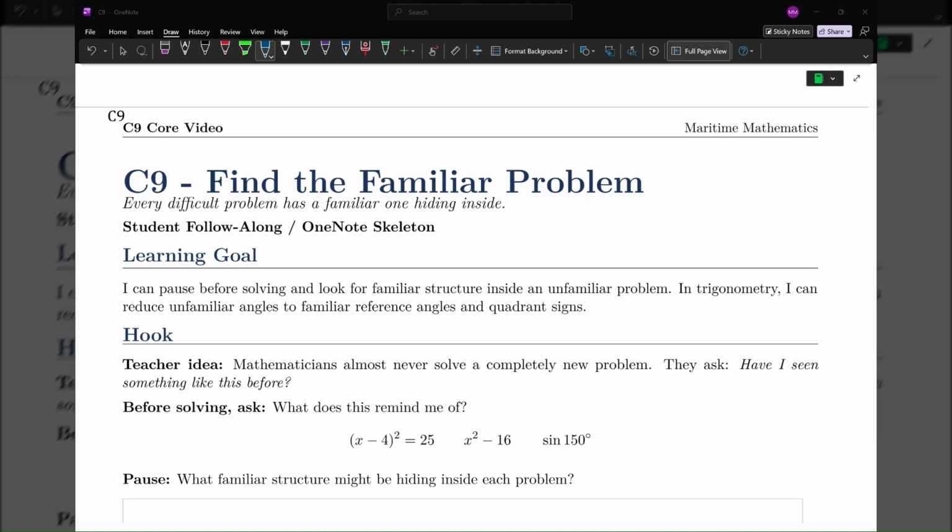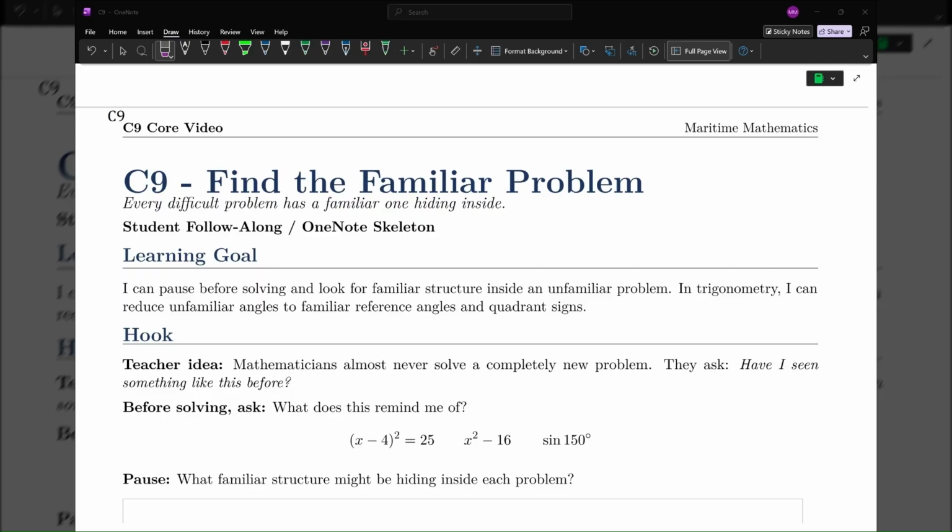Keeping it more general, we've seen a lot of questions in math, so we have a big knowledge base for familiar questions. Strong mathematicians don't treat every problem as brand new, right? Very rarely are you solving a brand new problem. What we want to do is pause and ask ourselves, what familiar structure is hiding inside of this unfamiliar looking problem? Reference angles are one application, and I will be doing one application of it, but this is a very holistic approach to problem solving. We're trying to break down unfamiliar problems into smaller, familiar steps.